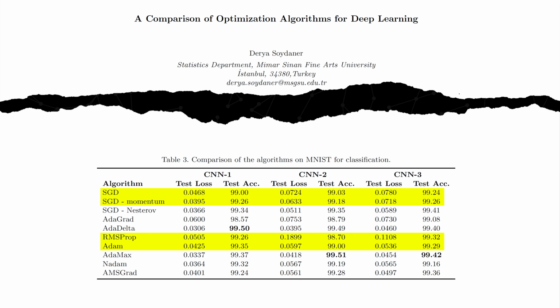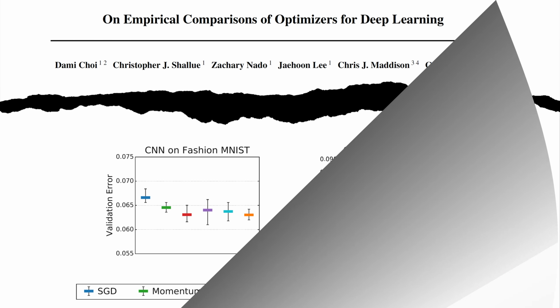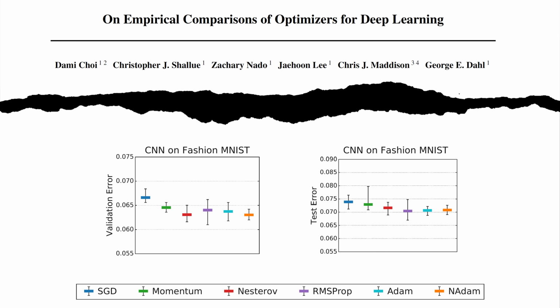Looking at this paper, which did a meta-analysis of the various optimizers, we see that they also have similar results, with ADAM just barely beating out RMSprop in 2 of their 3 convolutional neural networks, and Momentum and SGD doing much worse. Just to note, they used the original MNIST dataset. This second meta-analysis also yielded similar results.